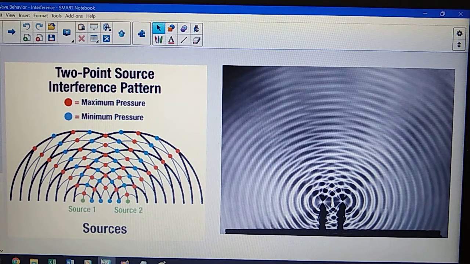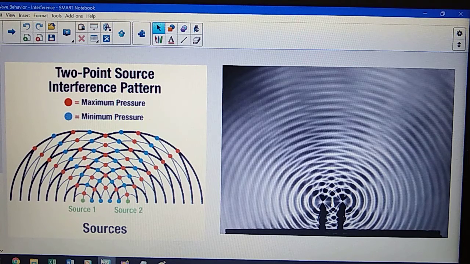You might more commonly be used to interference with the idea of, say, a stereo system. A stereo system would be a two-point source interference pattern. If you had two sources giving off sound waves of the exact same sound at the exact same time, they would interfere, and it would cause an interference pattern. Certain areas would be greater pressure, crests. Certain areas would be lower pressure, troughs. When they interact, you would get areas which are basically going to be louder or quieter.